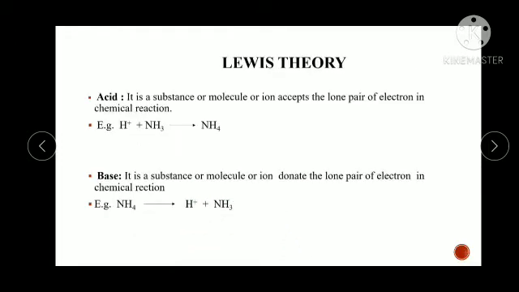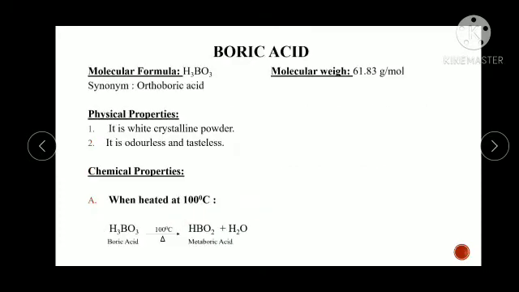Then next is Lewis's theory. According to Lewis's theory, an acid is a substance or molecule or ion that accepts a lone pair of electrons in a chemical reaction. Example is H+ plus NH3, which gives the NH4+ ion. Then next is the base. It is a substance or molecule or ion that donates a lone pair of electrons in a chemical reaction. Example is NH3 donating its lone pair to H+ to give NH4+.